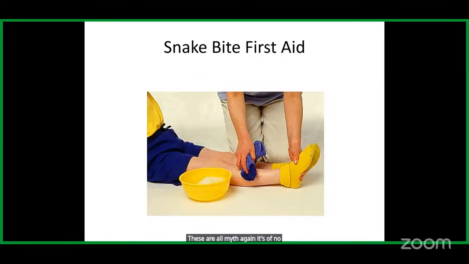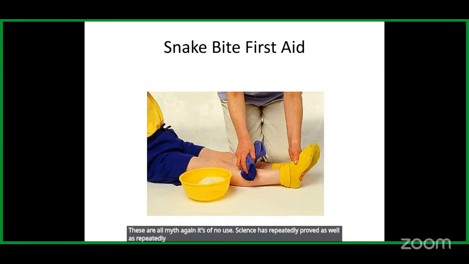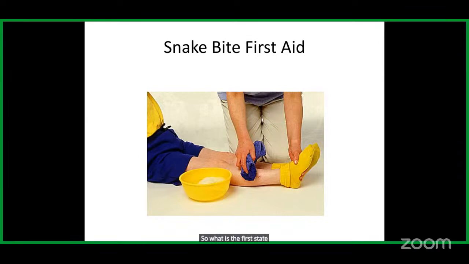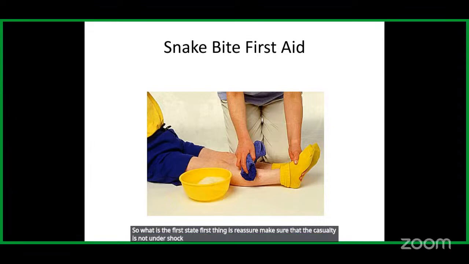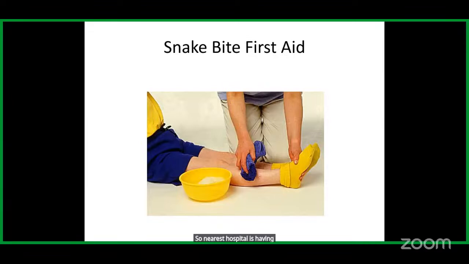Science has repeatedly proved, and repeatedly mentioned, that don't put a tourniquet, don't cut the wound, don't suck the wound. So what is the first aid? First thing is reassure. Make sure that the casualty is not under shock, and make sure that he is not worrying about the snake bite. Reassure him saying that it's a non-poisonous snake bite, and the nearest hospital has a facility to treat that.